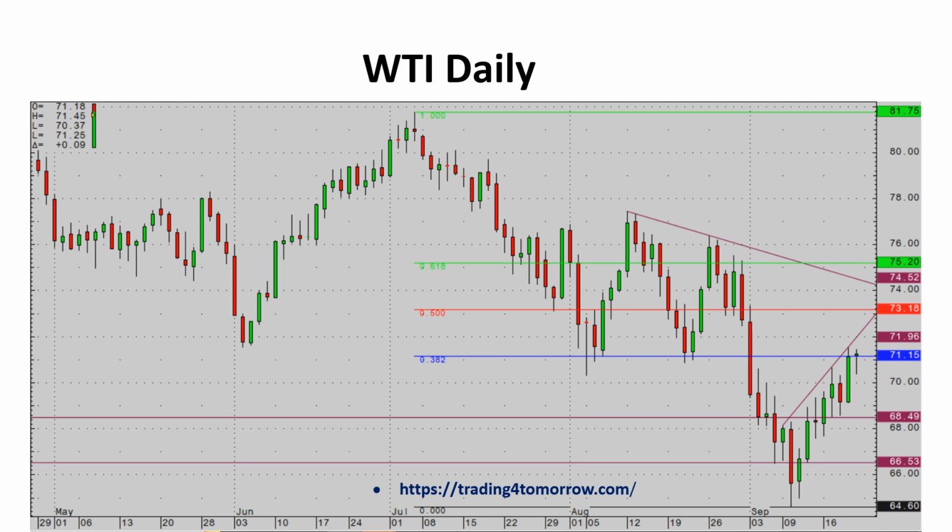And then you've got the other potential resistance levels for the fibs there as well at 73.18 and 75.20. The 75.20 is the golden ratio as well.